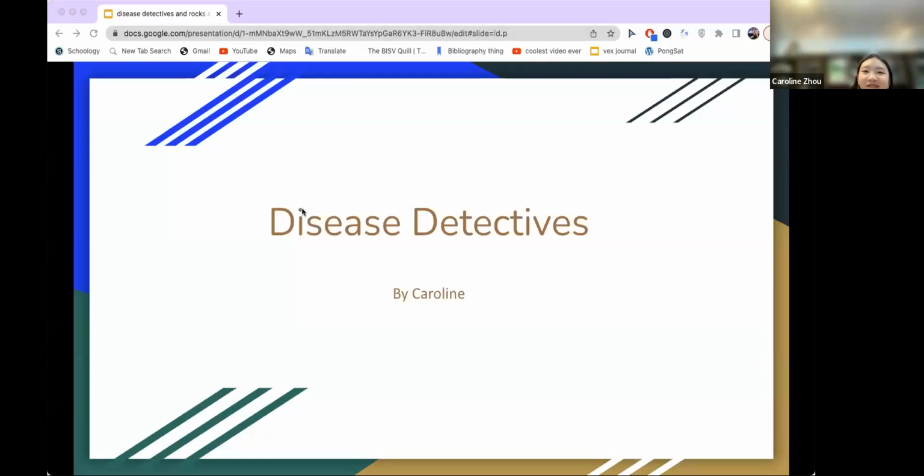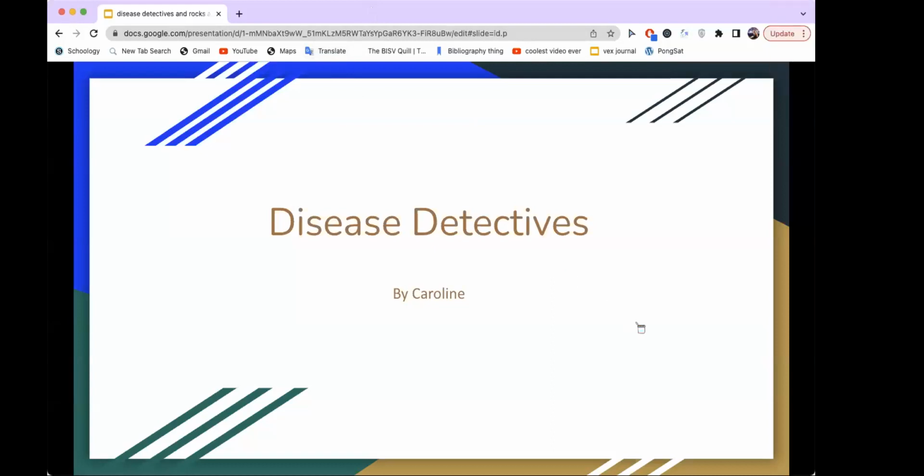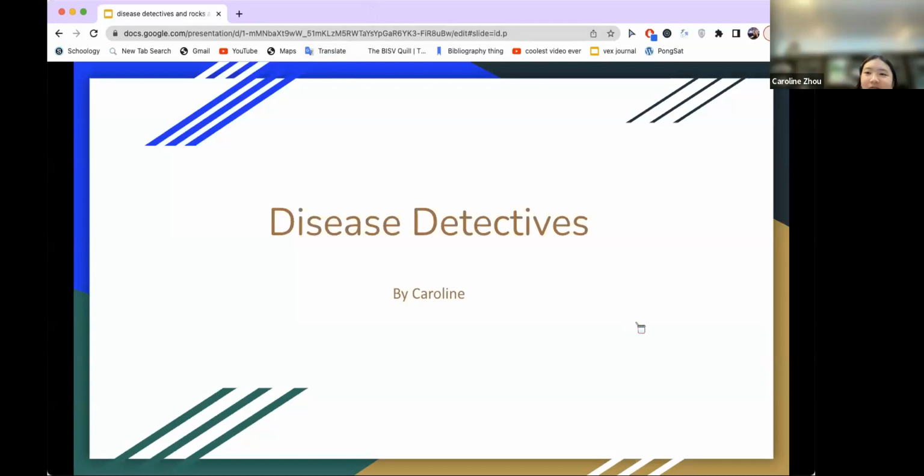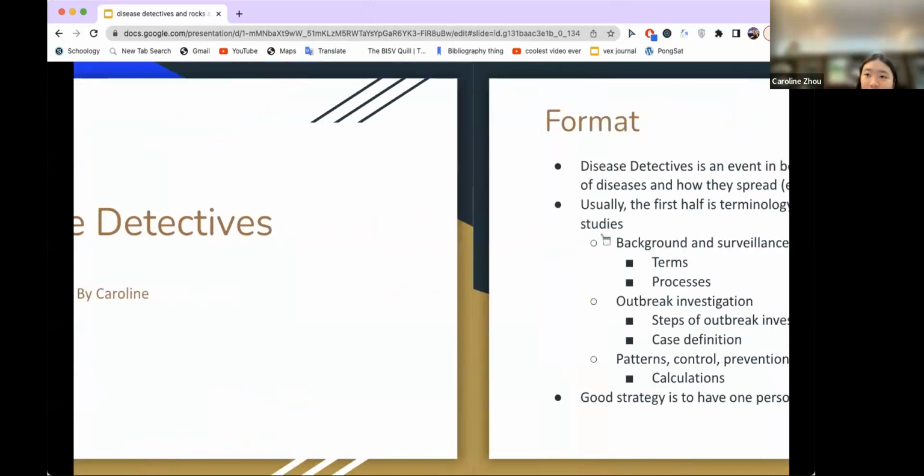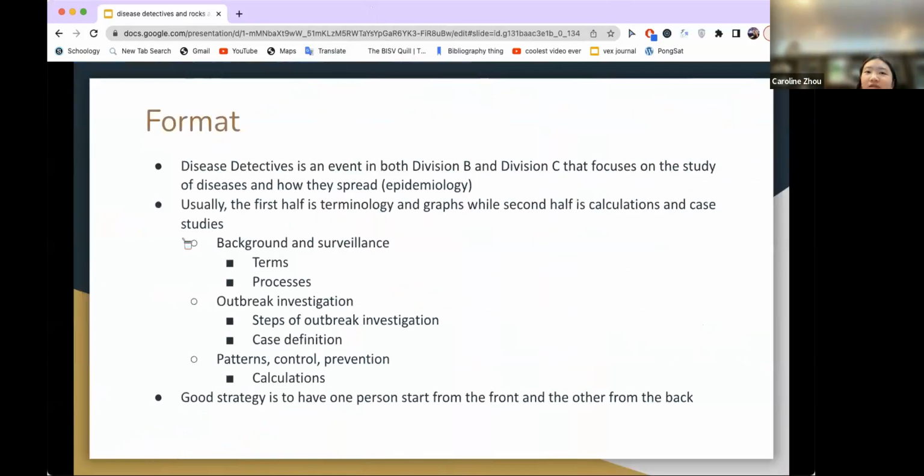Today's topic is not geology, it's disease detectives, and rocks and minerals, but I'll start with disease detectives. This is an event in both Division B and Division C, and it focuses on the study of diseases and how they spread, which is also called epidemiology.